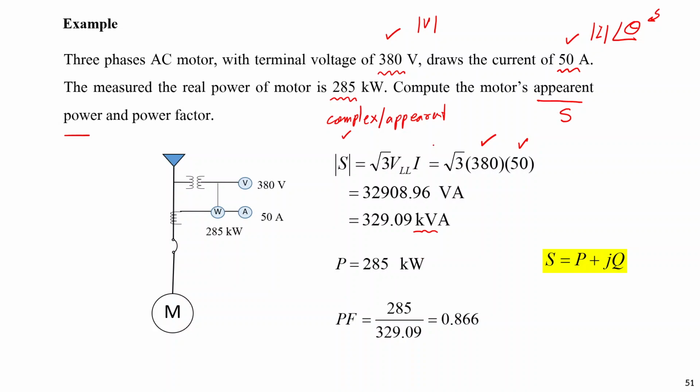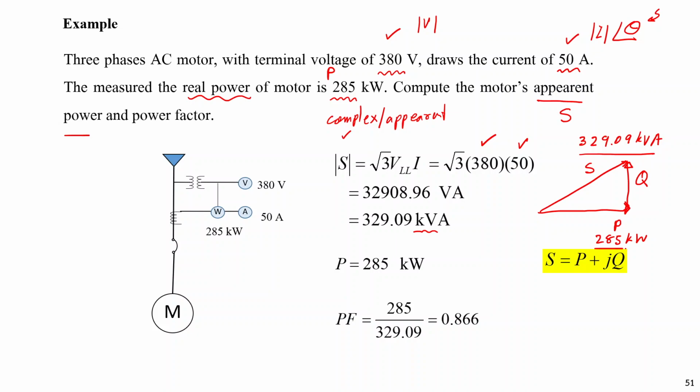Kilo VA. And P, we measure the real power. This means P, right? It is 285 here. And S is P plus jQ. We know that S equals P plus jQ, right? And at this moment, we know that S is 329.09 kVA and P is 285 kW here, right? S is here and P is here. We can calculate what is Q.